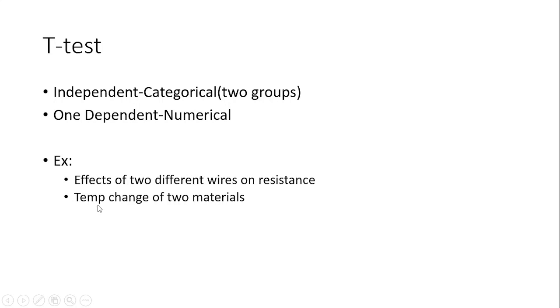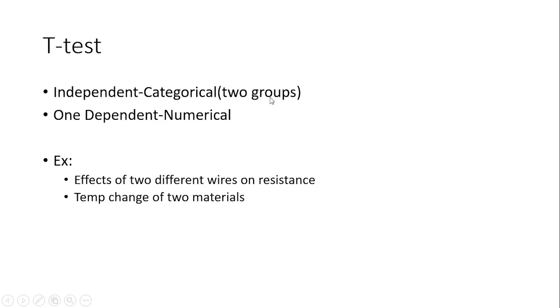And let's see the second example. Temperature change of two materials. So this is a cooling experiment. You have two materials that conduct heat. Maybe it doesn't conduct, but it has to conduct. So you want to maybe preserve it, one cotton, and you have another group which is metal or something that has good conductivity, and you measure the temperature change with temperature probe or a thermometer, which is a numerical. One dependent numerical, independent categorical, but it has to have two groups.